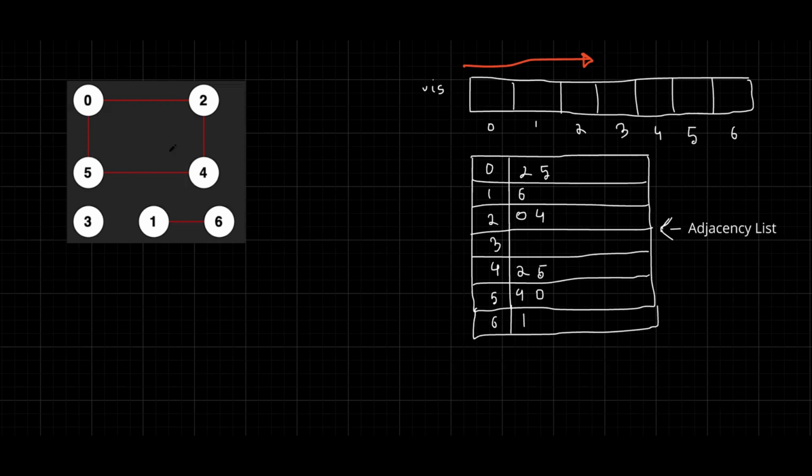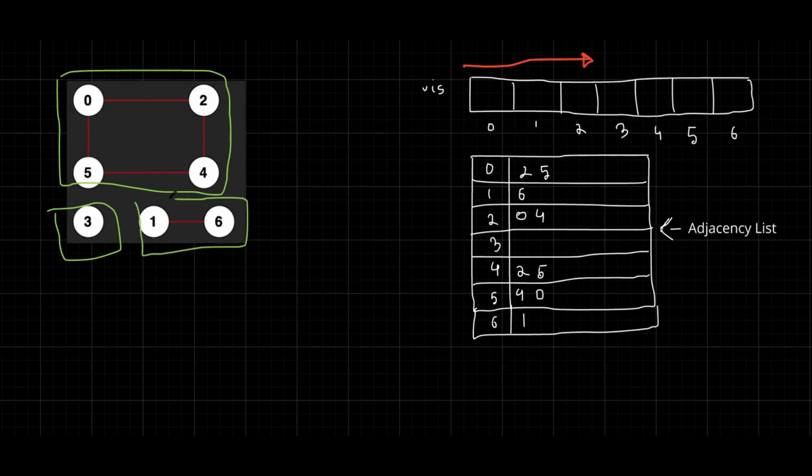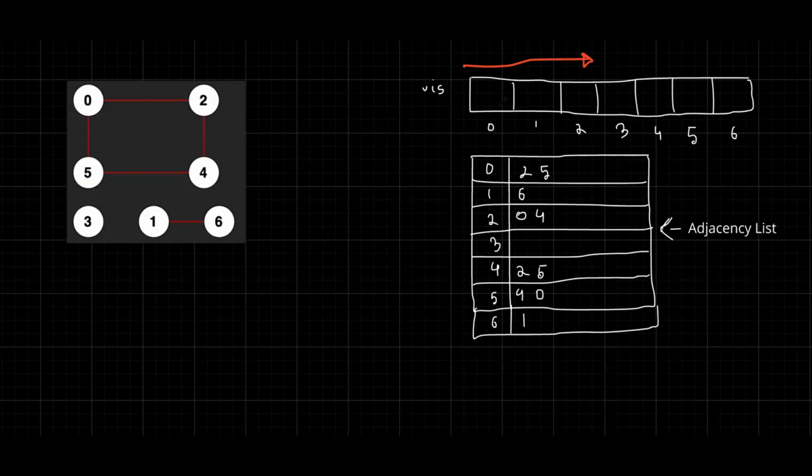So here we can see that there are basically three provinces. In the first DFS call, all of these four nodes will be visited. In the second DFS call, the node 3 will be visited. In the third DFS call, the nodes 1 and 6 will be visited. So here we have to make 3 DFS calls. That means there are 3 provinces available. So let's walk through the example.